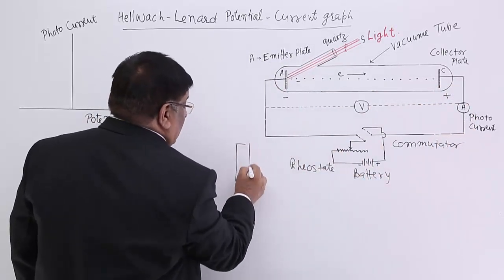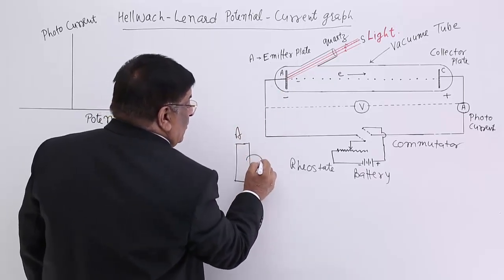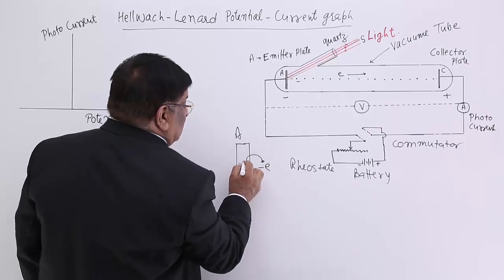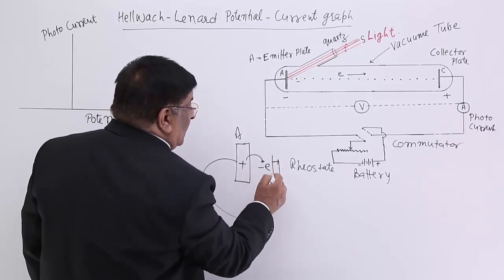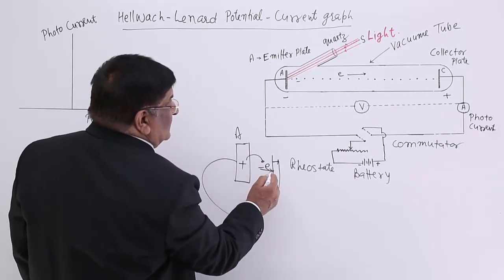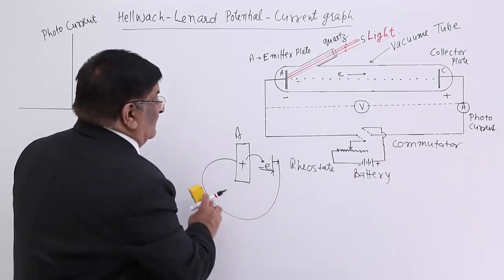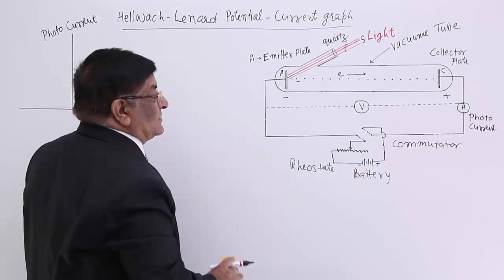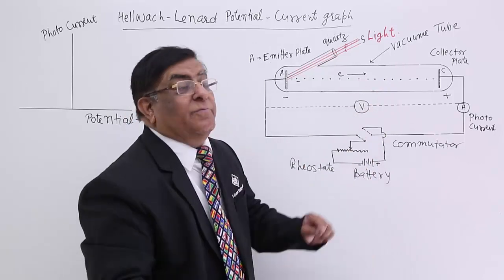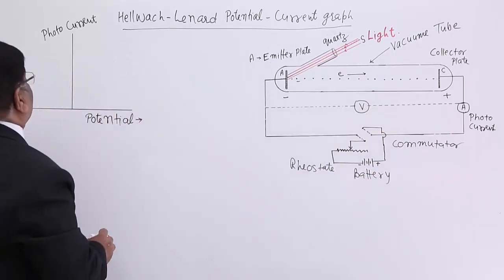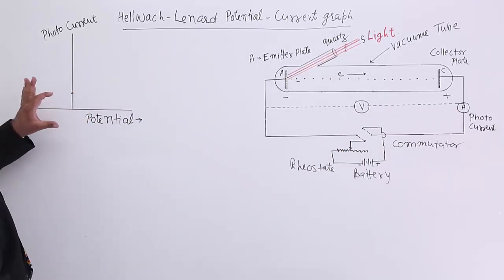You see, here is the plate A, neutral. The electron jumps out, this is minus, this becomes plus. Now we just put this plus charge in front of it, so the electron runs to this positive charge. This is what's happening here. So even without applying any potential from this battery, an electric current starts. We measure that electric current from here, and that photocurrent we mark at this place. This much is the photocurrent.